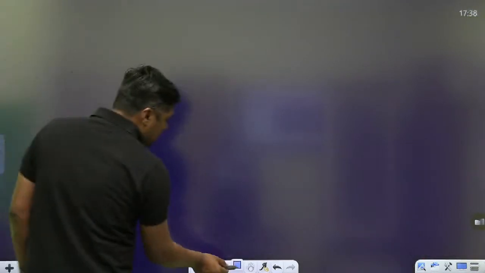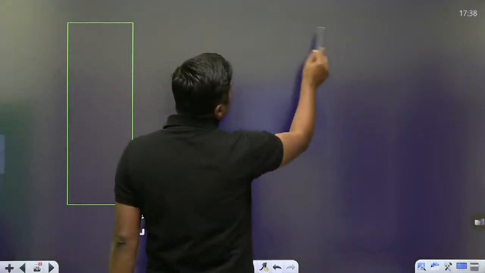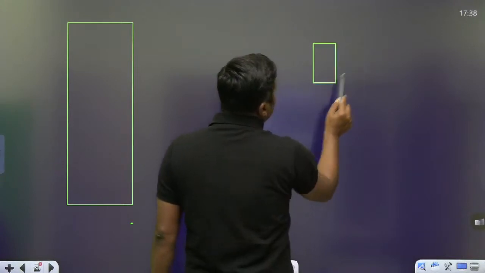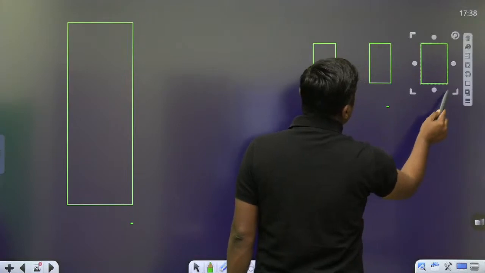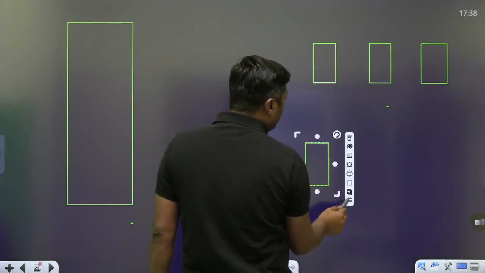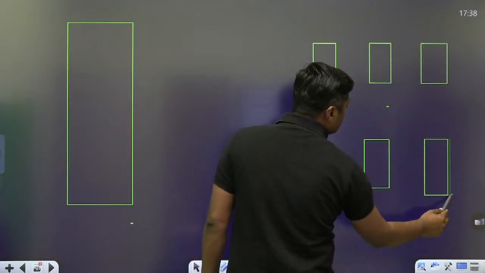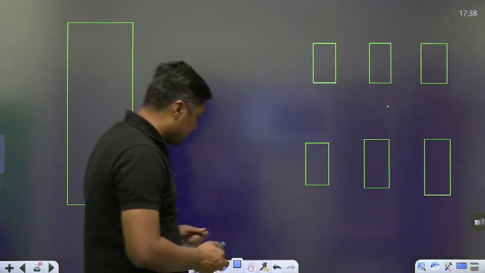Now, try to understand this diagram. This is the microprocessor. The microprocessor can communicate with this memory. Remember, this is the memory. These are the devices. With this diagram, you will understand the concept of interfacing. These may be memory or input-output devices.